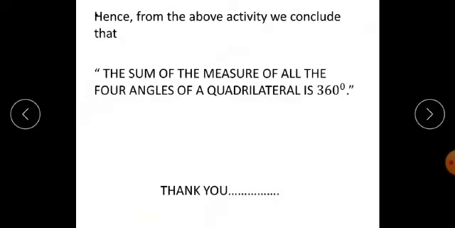From this activity, we conclude that the sum of the measures of all the four angles of a quadrilateral is 360 degrees. More correctly, the sum of the measures of all the four angles of any quadrilateral is always equal to 360 degrees.